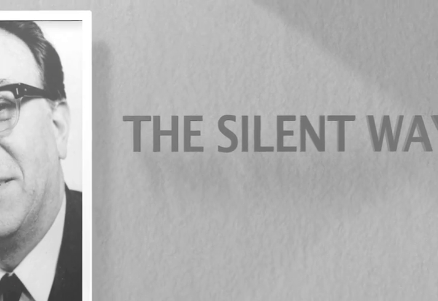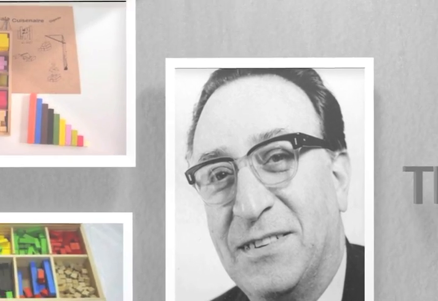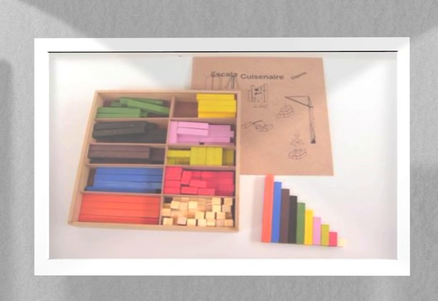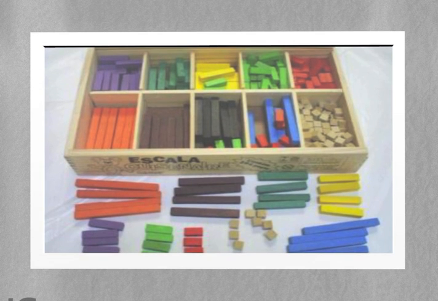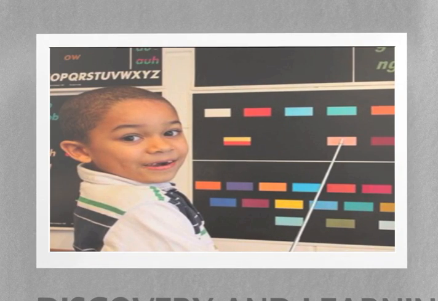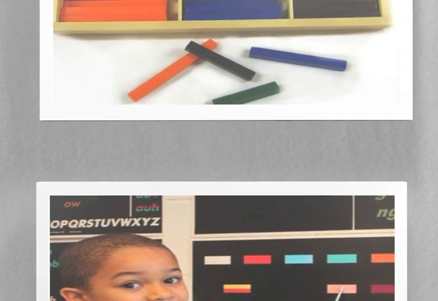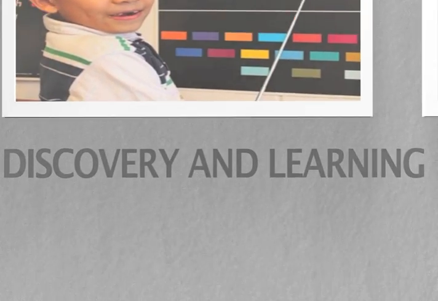The Silent Way. The Silent Way was developed by Caleb Gattegno in 1963. One of the characteristics of his method is the use of cues in rows, which are used for teaching simple commands and pronunciation to represent abstract objects. The most important objective of this method is to get learners to work independently on the acquisition of the target language.